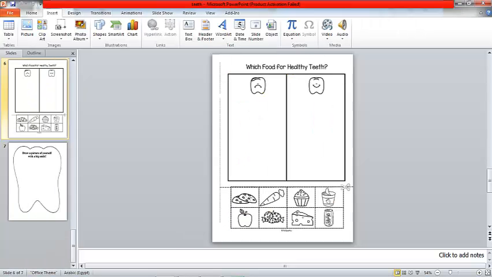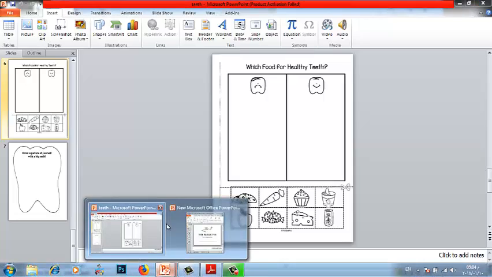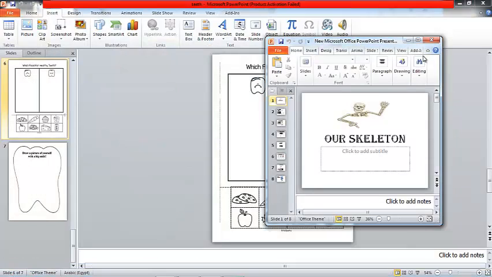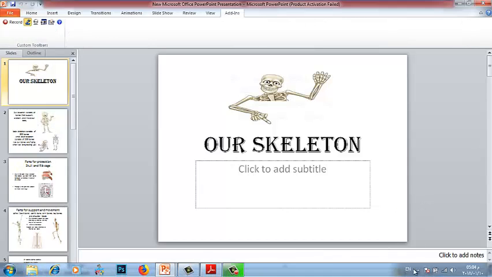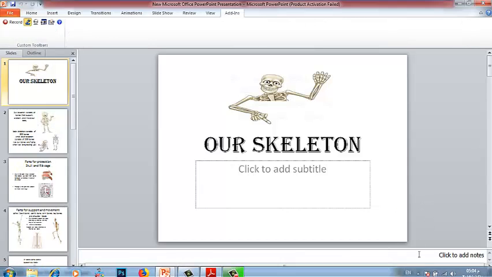Now let's move to another topic, which is our skeleton, and after that we will answer a sheet. Skeleton is the bones that make up our body. We will know their job, their different parts, and so on.